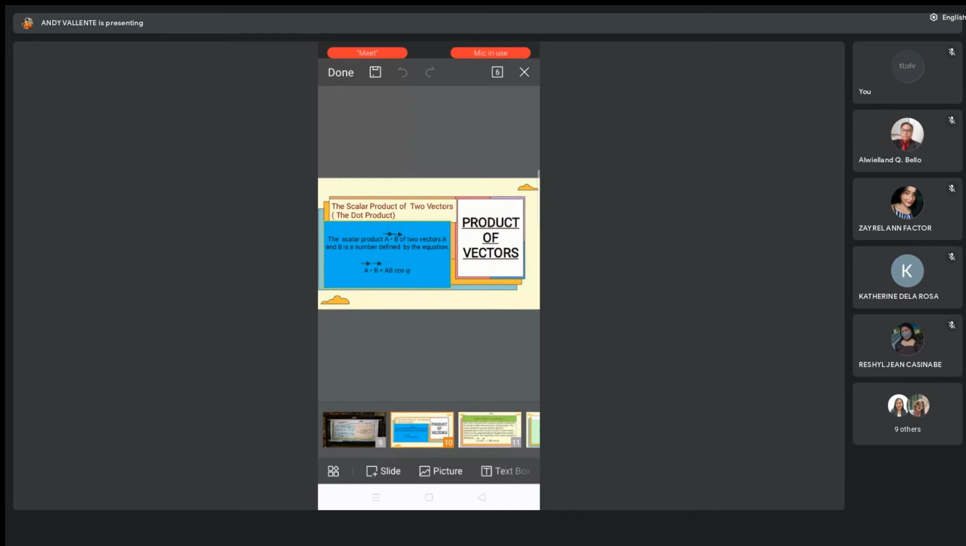So we have the product of vectors. In the product of vectors, we have two: the dot product and the cross product. The first one is the dot product. The scalar product of two vectors A and B is a number defined by the equation A dot B is equal to AB cos phi.